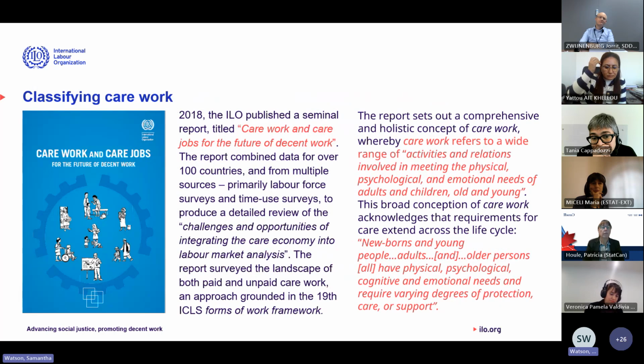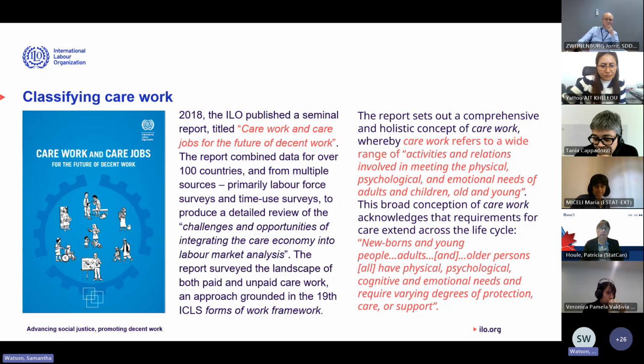And so in terms of classifying care work, our starting point is very likely to be this flagship publication from 2018, this report titled Care Work and Care Jobs for the Future of Decent Work. This report sets out a comprehensive and quite holistic concept of care work, whereby care work refers to activities and relations involved in meeting the physical, psychological, and emotional needs of adults and children, old and young. And it's a real life cycle understanding. So newborns, young people, adults, and older persons all have physical, psychological, cognitive, and emotional needs and require varying degrees of protection, care, or support.